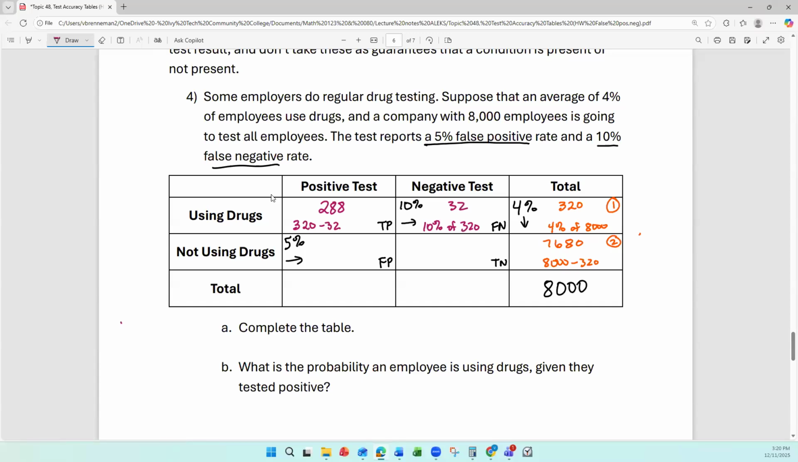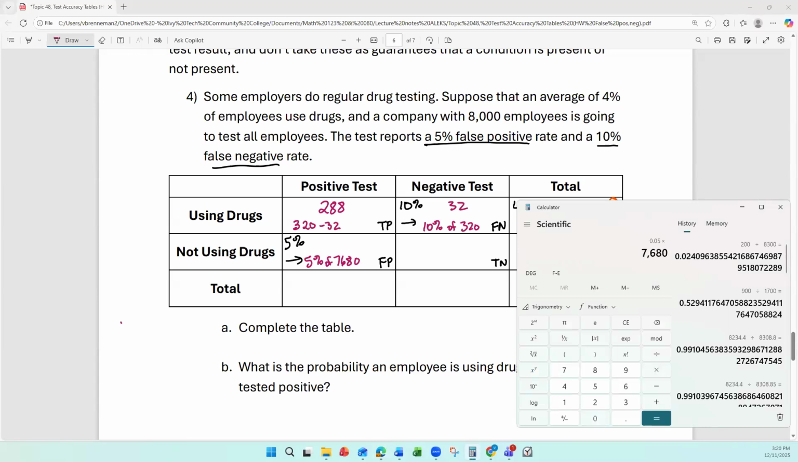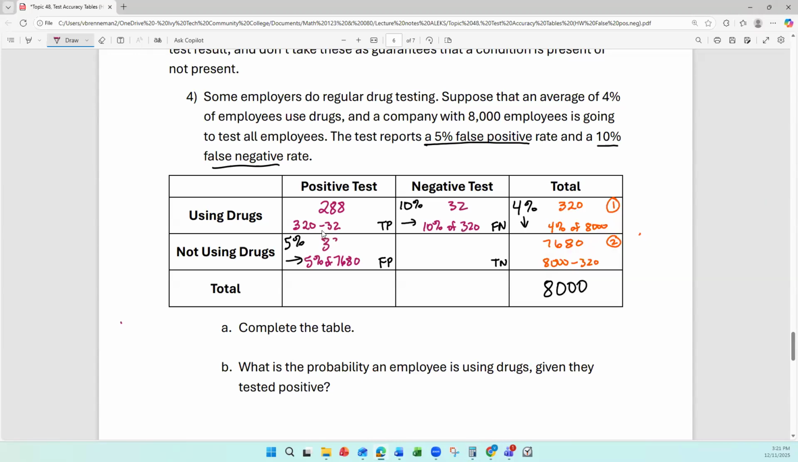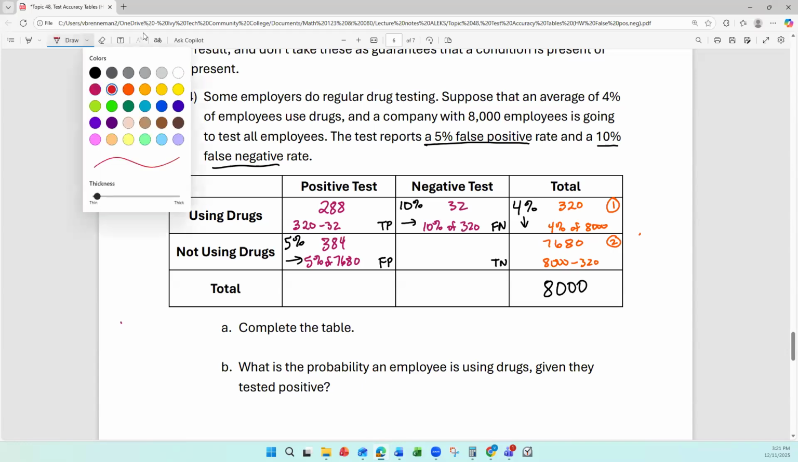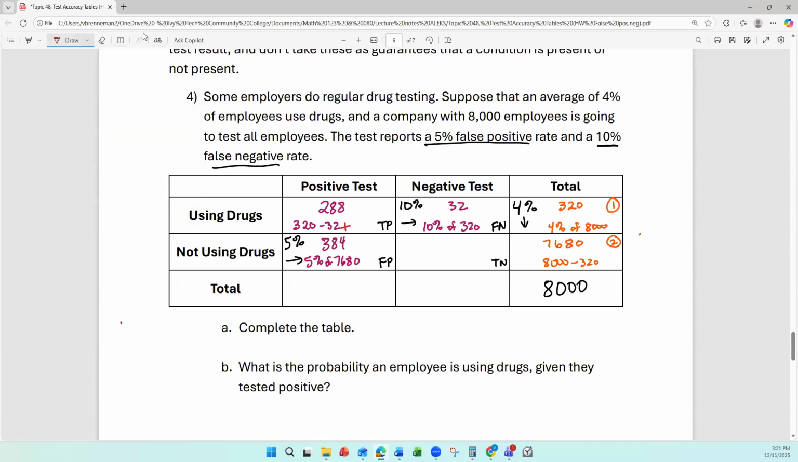Because let's look at the not using drugs. 5% of the 7,680 people that aren't using drugs also get a positive test. 384 of them. So now all the company knows is that they have 672 positive test results. More than half of those people are saying, I promise I don't use drugs. Probably a lot of them, probably all of them are saying, no, I really don't use drugs. But over half of them are truthfully saying, no, I don't actually use drugs. The company has no way of telling.